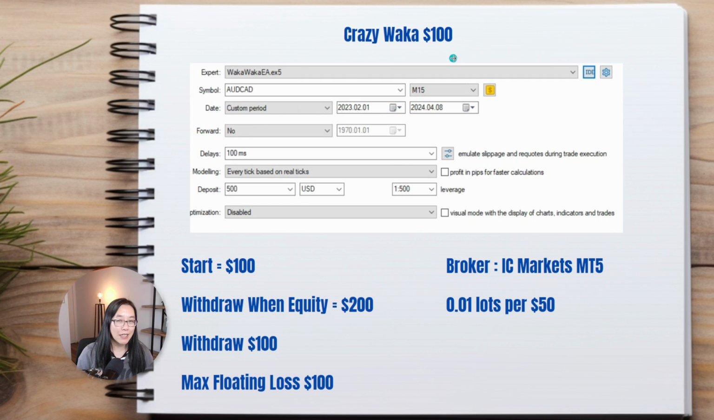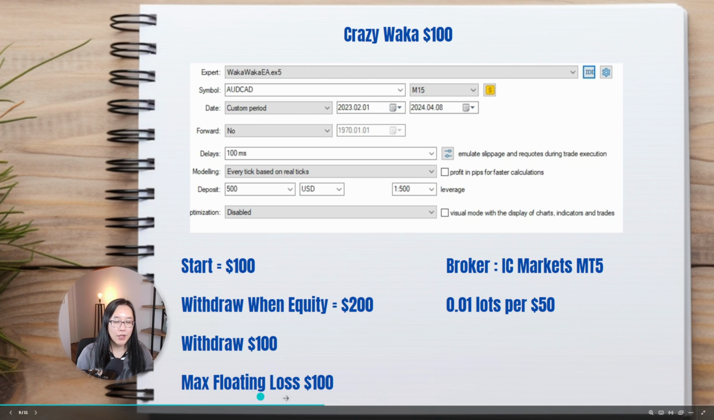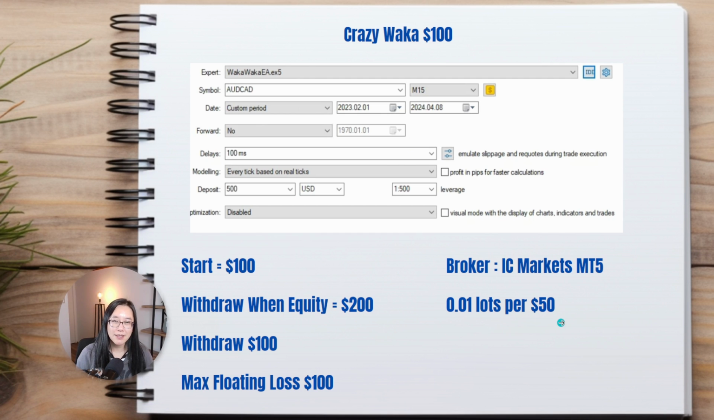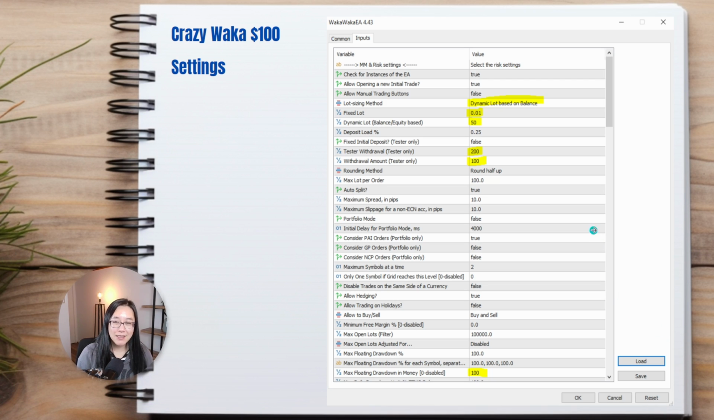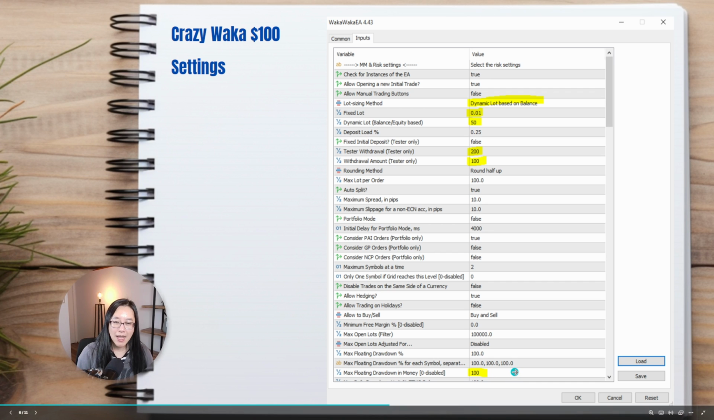Can we go even lower? Let's say $100? Introducing the crazy Waka $100 experiment. We're starting off at $100, and when our equity doubles to $200, we're going to withdraw $100, and the maximum floating loss allowed is $100. Here I'm testing on IC Markets MT5, 0.01 lots per $50, and the settings are exactly the same as before. Here we're substituting the withdrawal trigger to $200, withdrawal amount as $100, and maximum floating drawdown as $100.